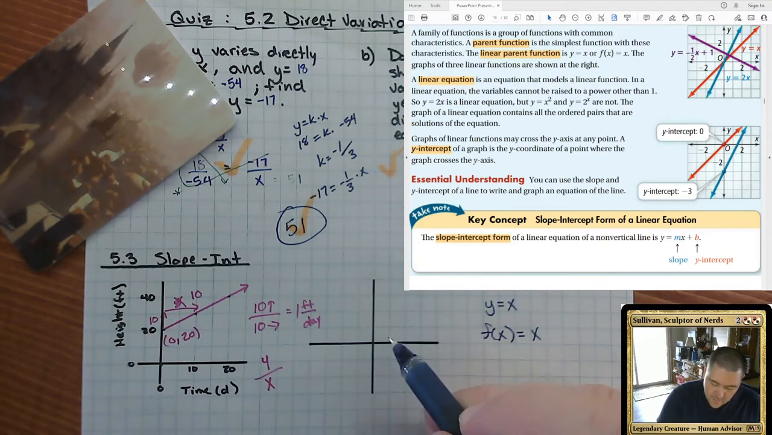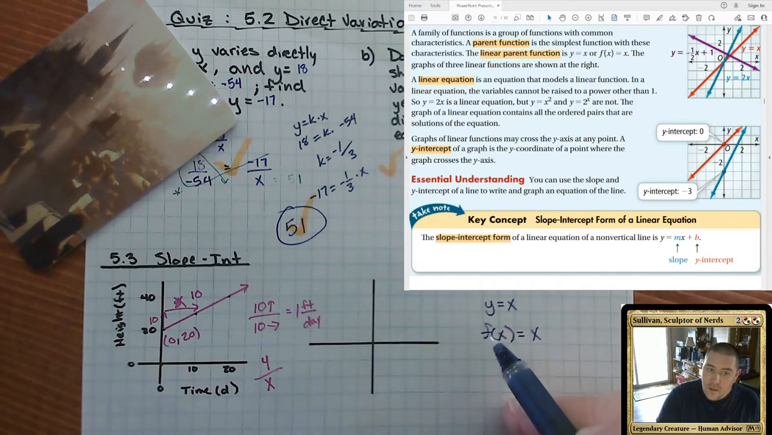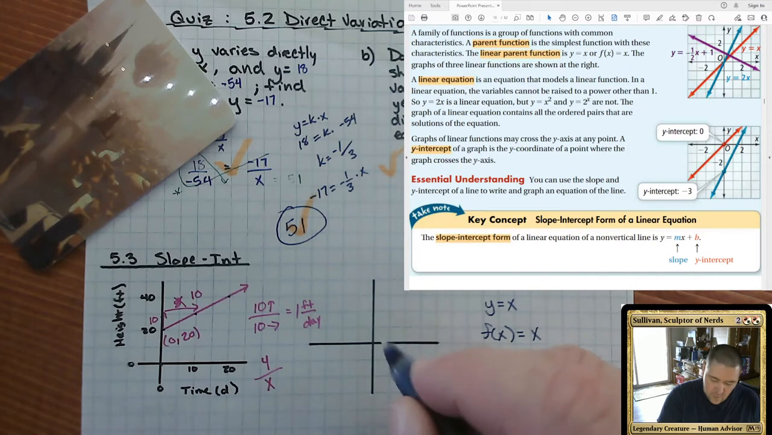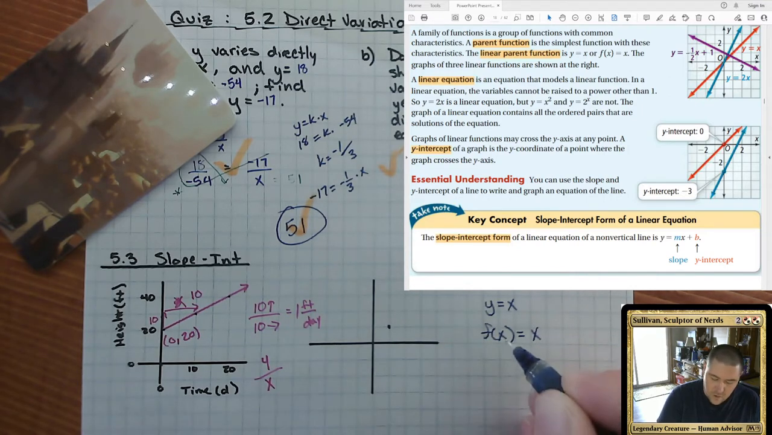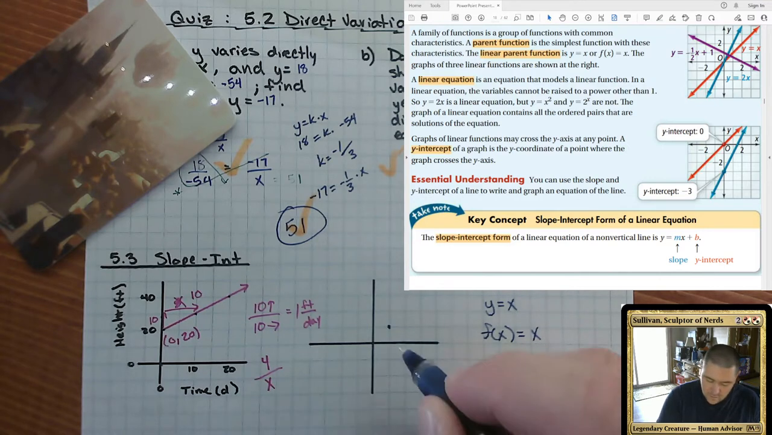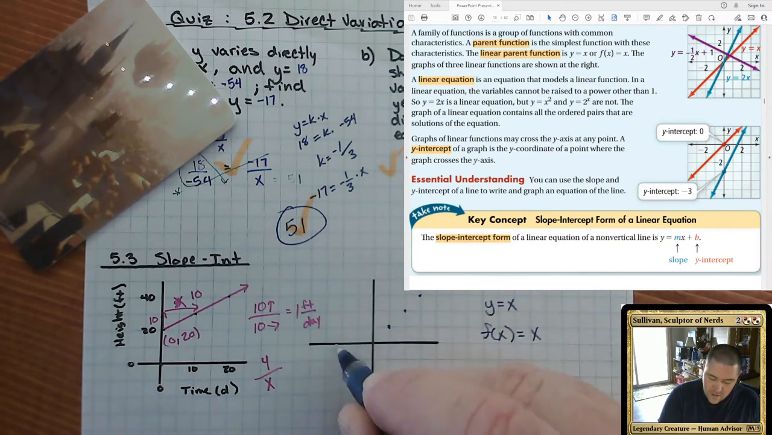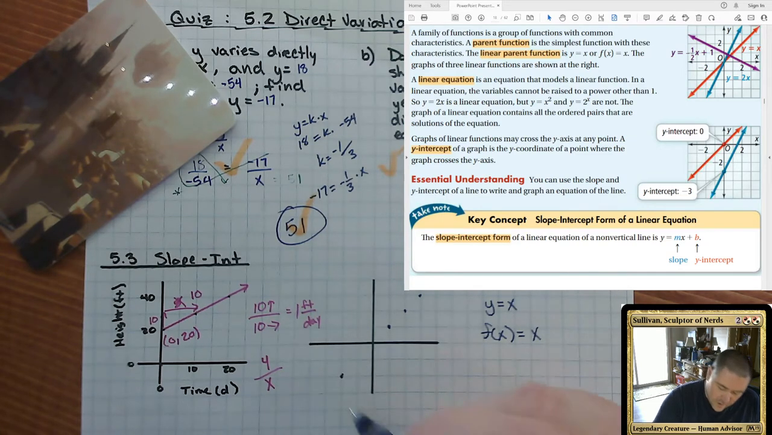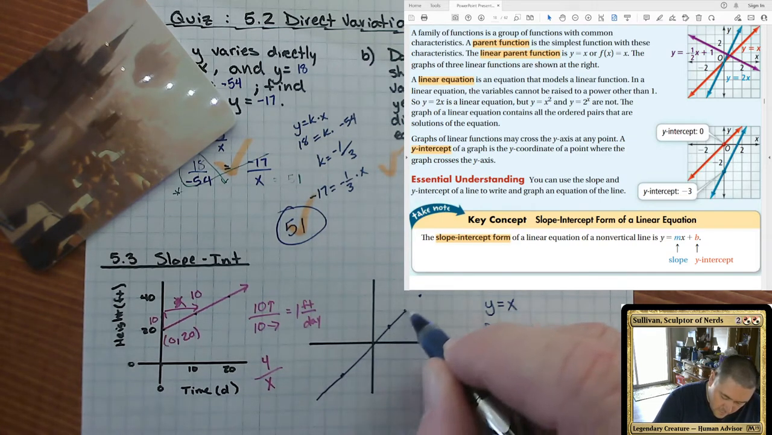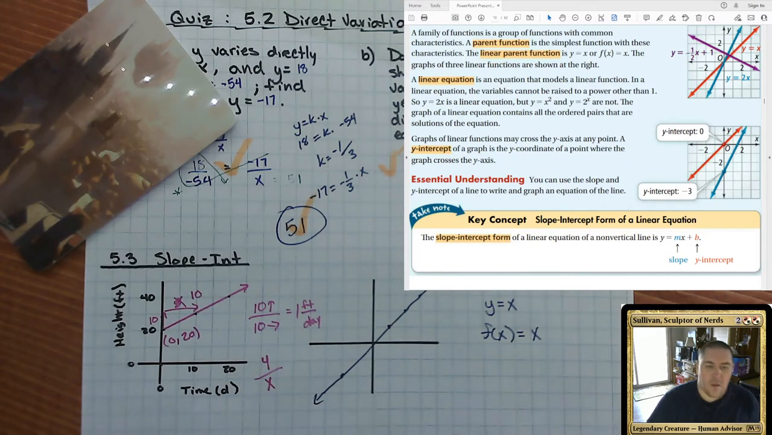So think about that in terms of plugging in x's and y's. The function of 1 is to give me 1. I'll put in a 1, I'll get out a 1. The function of 2 is to give me a 2. Function of 3 is 3. Function of negative 2 is negative 2. And that's where we get this line. Use a straight edge.